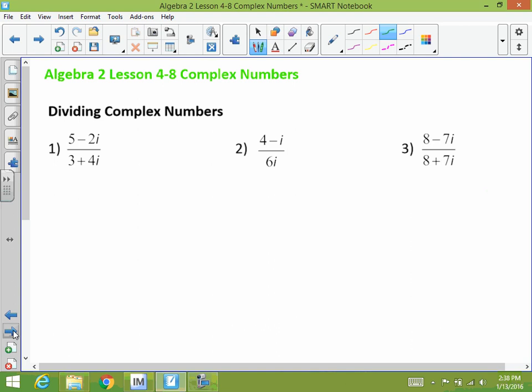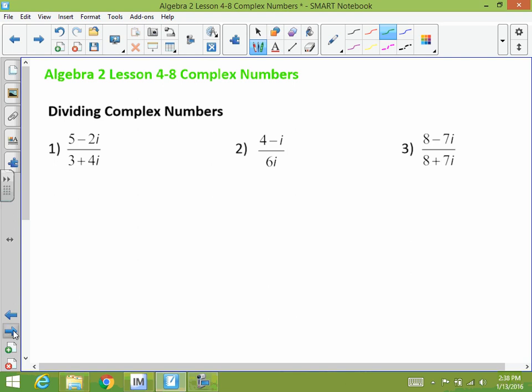Okay, so dividing complex numbers. You divide complex numbers similarly to dividing radicals. Just like you can't have a square root in your denominator because it's not simplified, you can't have an i in the denominator either. It's the same basic principle, because what is i? i is the square root of negative 1, which means that's putting a radical in your denominator, and you can't have a radical in your denominator.